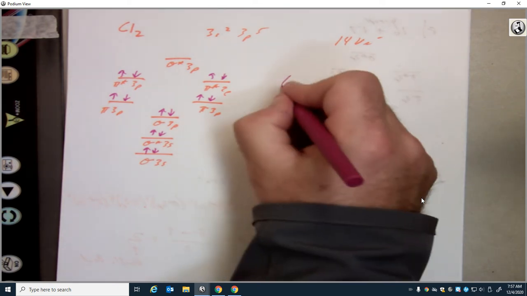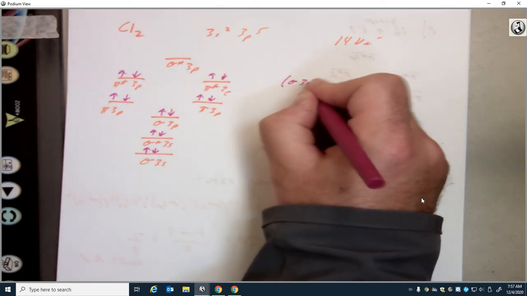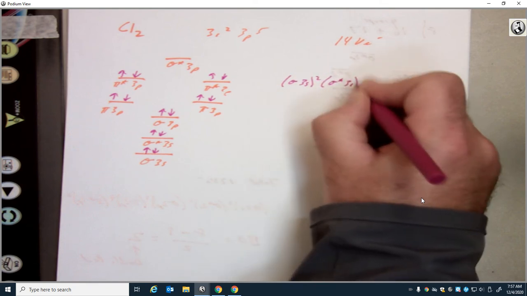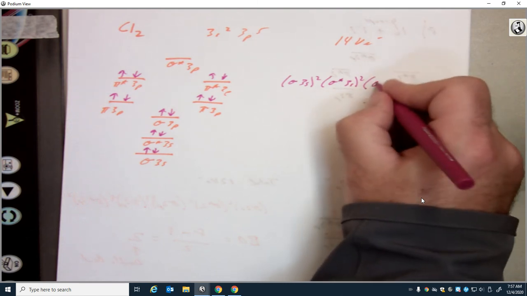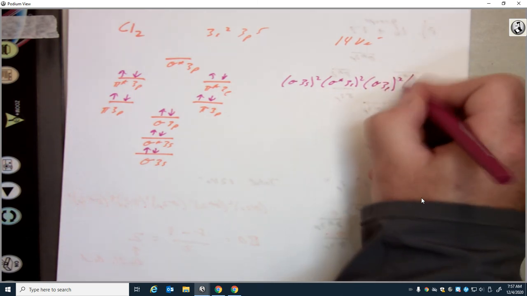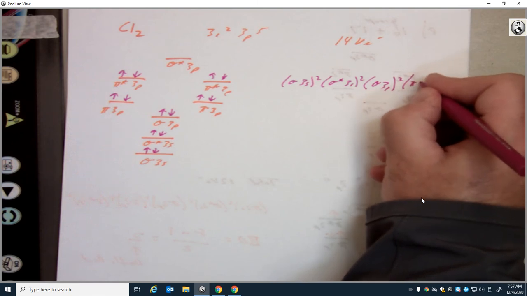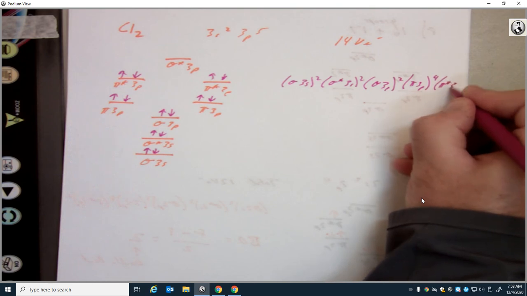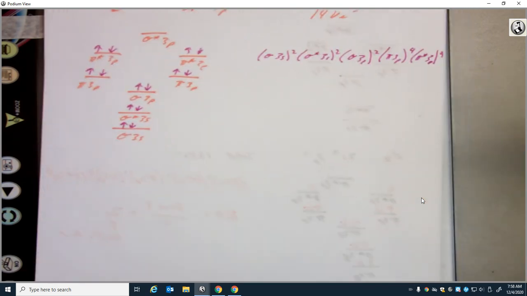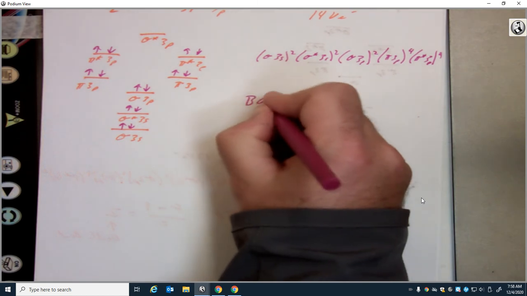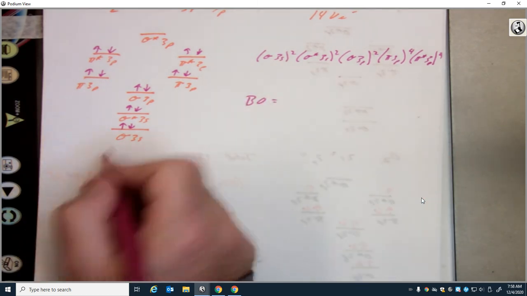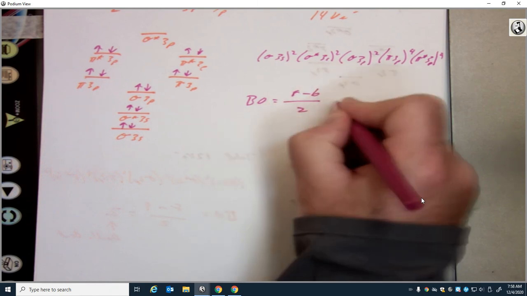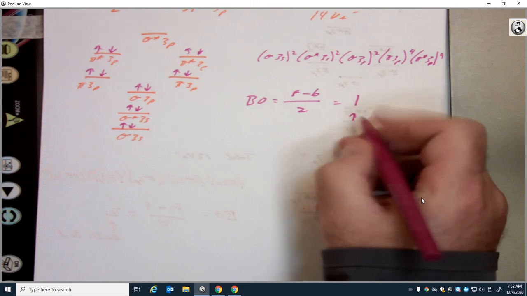All right, so we would get sigma 3s2, anti-sigma 3s2, sigma 3p2, pi 3p4, and anti-pi 3p4. Bond order. We have 8 bonding. We have 6 anti-bonding divided by 2 equals 1. So we form a single bond.